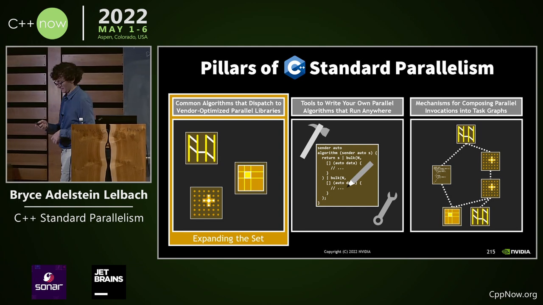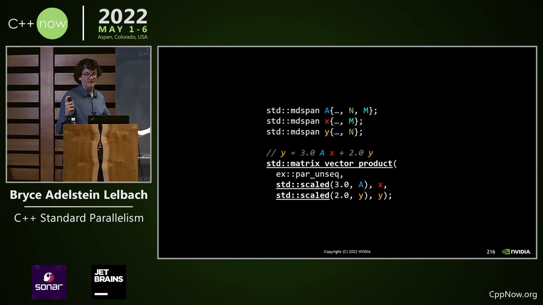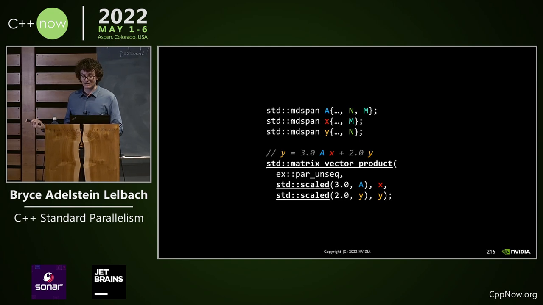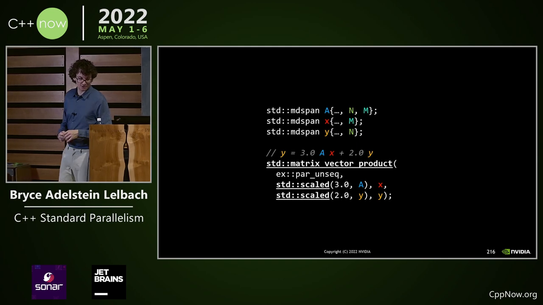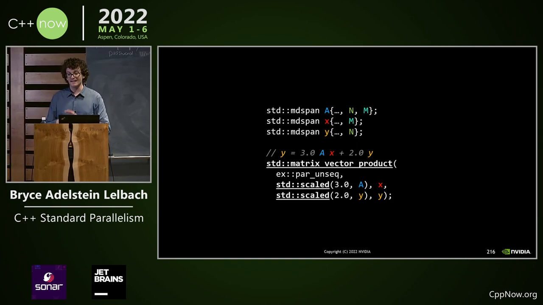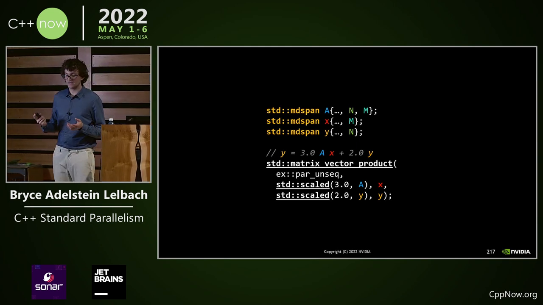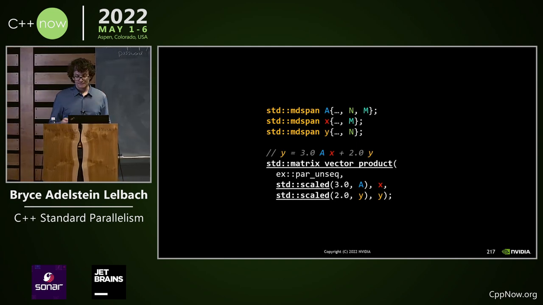In particular, the C++ committee is exploring new families of algorithms to standardize, such as linear algebra. The C++ committee does not want to reinvent numerical linear algebra. We as a committee standardize existing practice, and the existing practice for linear algebra is BLAS, the basic linear algebra subprograms. So we want to standardize a modern C++ interface that can be implemented under the hood by existing optimized BLAS libraries.